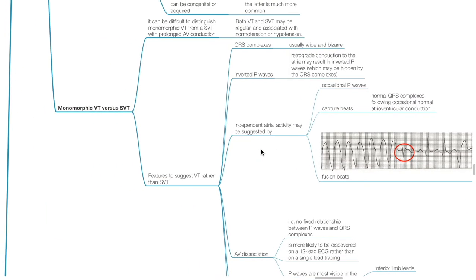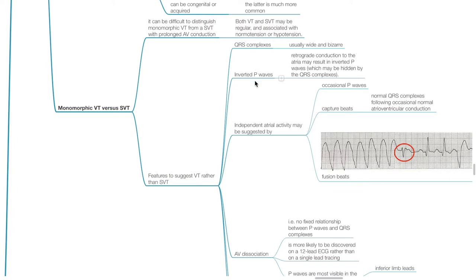Monomorphic VT versus SVT. It can be difficult to distinguish monomorphic VT from a SVT with prolonged AV conduction. Both VT and SVT may be regular and associated with normal tension or hypotension. Features to suggest ventricular tachycardia rather than SVT. The QRS complexes are usually wide and bizarre in VT.